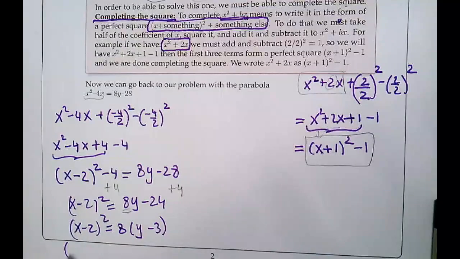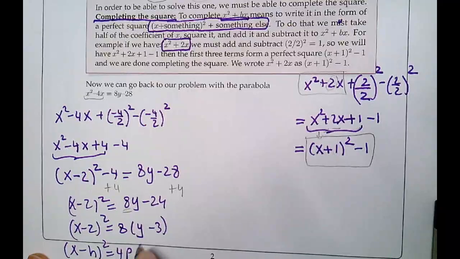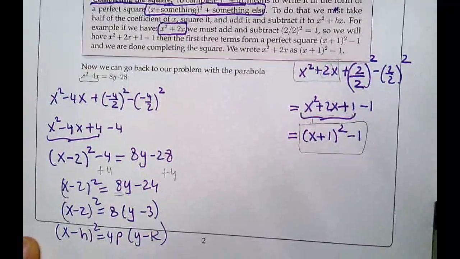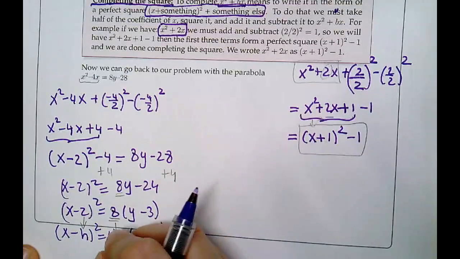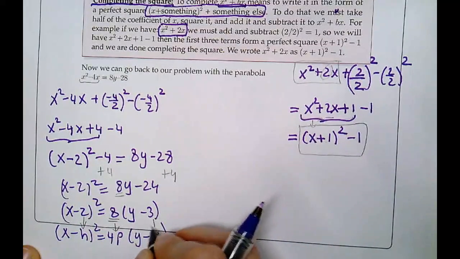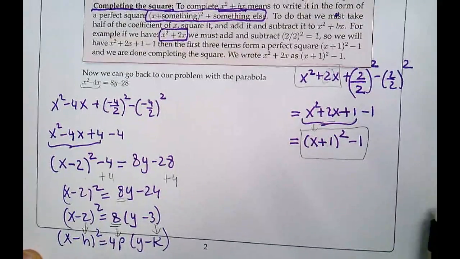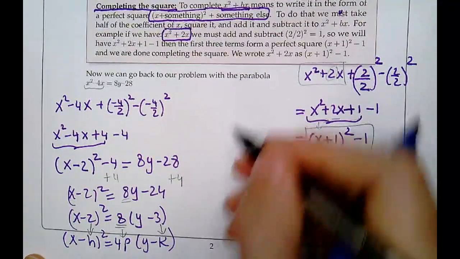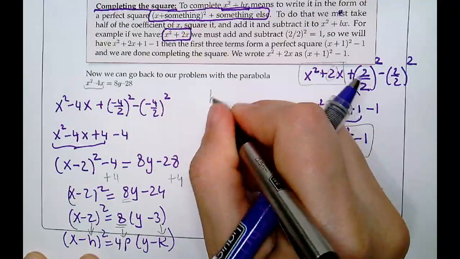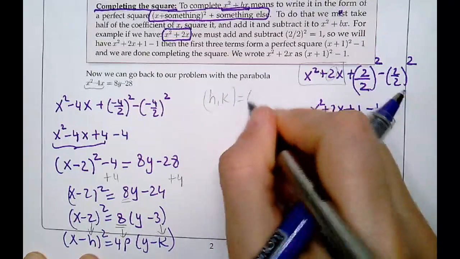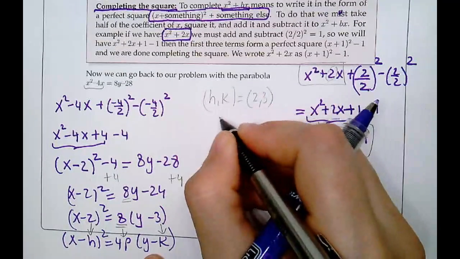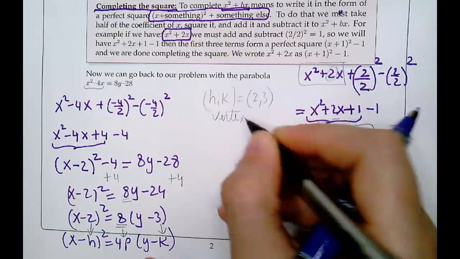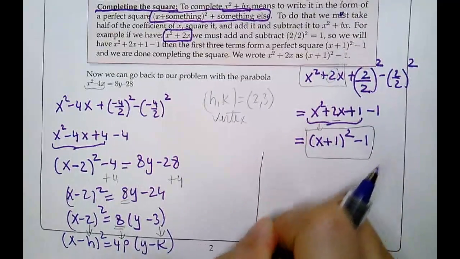Comparing this with x minus h squared equals 4p times y minus k, I can tell right away that h is 2, 8 equals 4p, and k is 3. So with those values, h is 2 and k is 3, and that gives me the vertex. Okay, so let's graph it now.